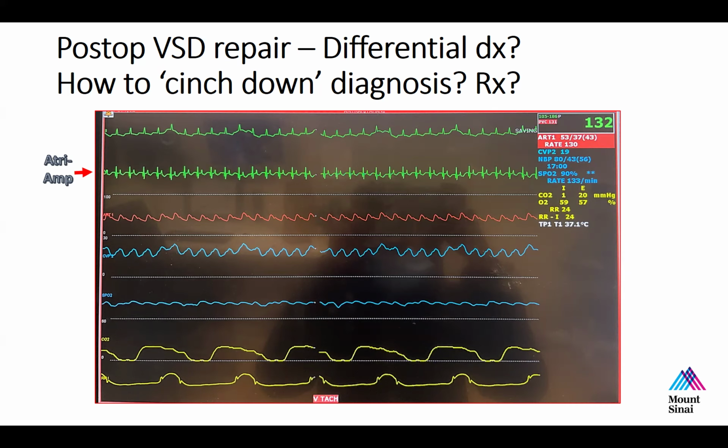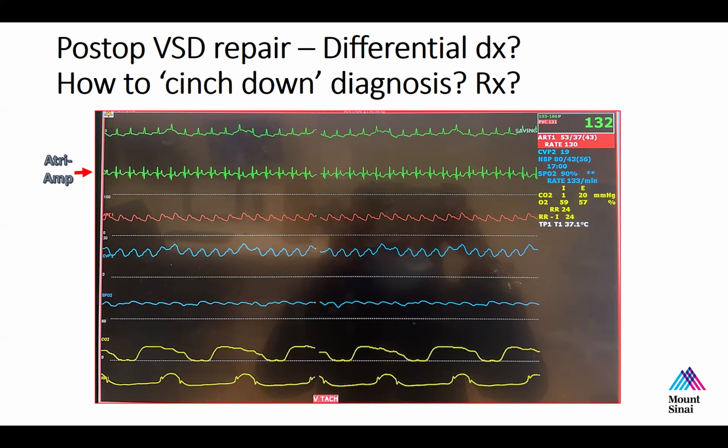Right. But something conducting a P wave conducting retrograde as well. But I think that kind of. So again, remember that we know how fast SVT should be. It's not 132.